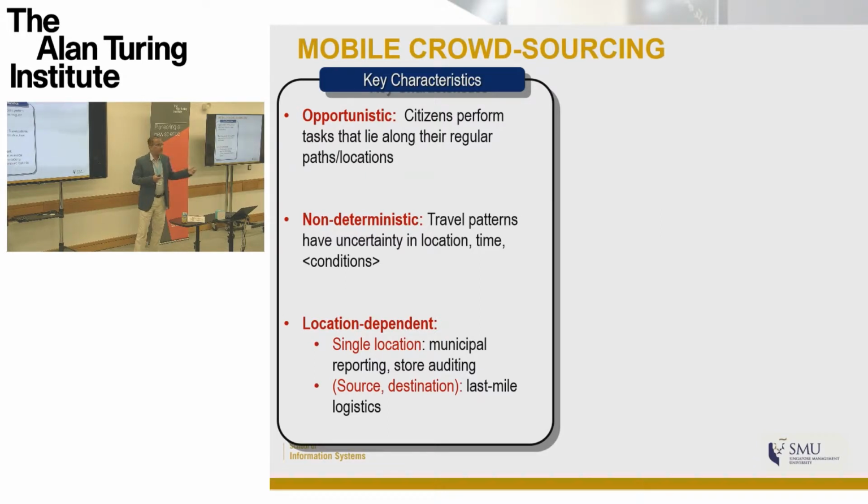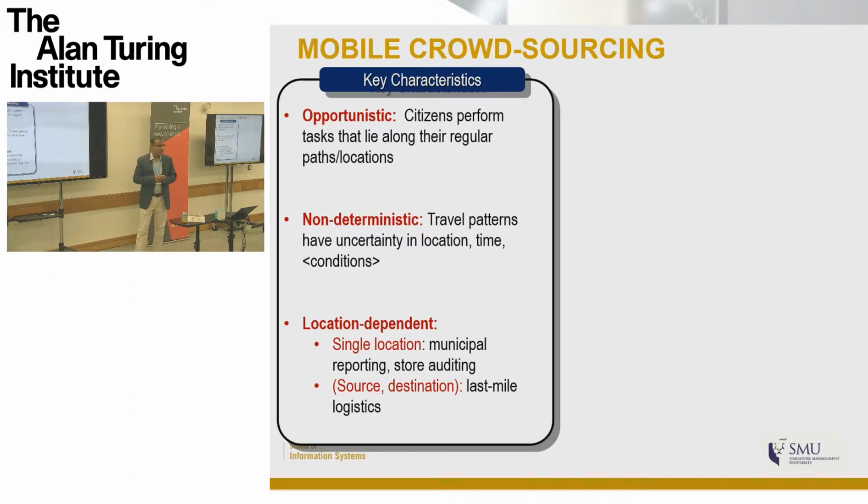Now, the travel patterns of people are non-deterministic. So we don't exactly know, if I give you a task to check on the garbage bin over there, will anybody else come into this room afterwards and be willing to do this? So we have uncertainty in the availability of the supply pool.